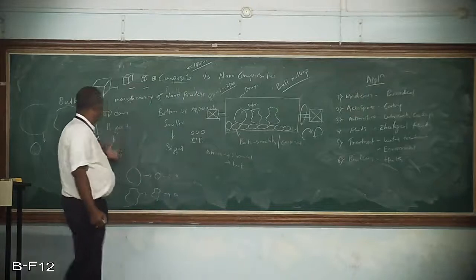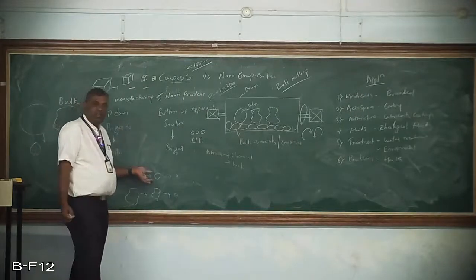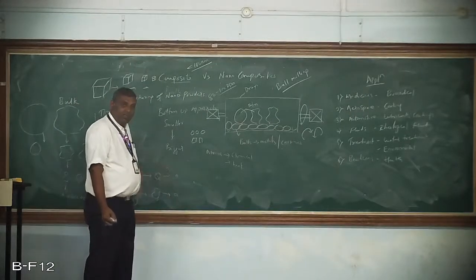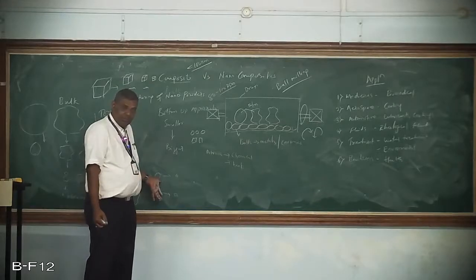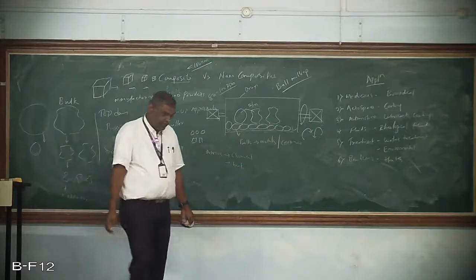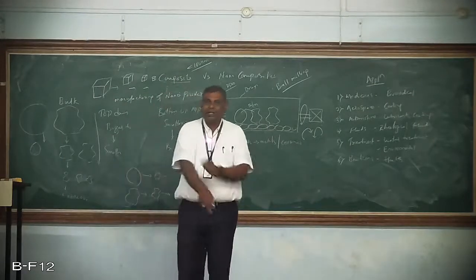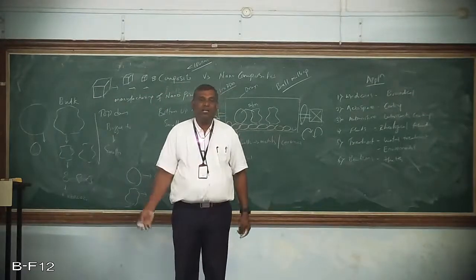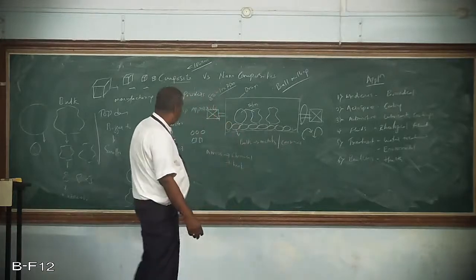So this top-down approach is nothing but the process of breaking the bigger size and converting it to medium and smaller size. In this, a lot of breakage will happen. Because of this, irregularity develops in the material, and we can't get a uniform shape and size of the particles.